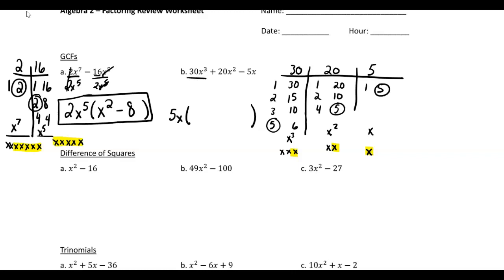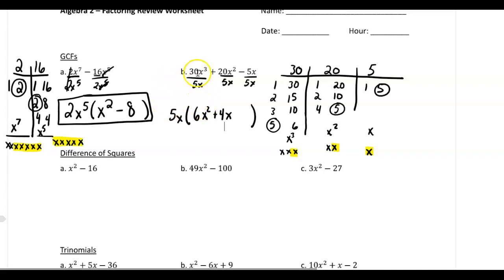And you're going to just divide everything by 5x. So you get 30 divided by 5 is 6. X cubed divided by x is x squared. Okay, then 20 divided by 5 is 4, and it's plus because it's plus 20. X squared divided by x is x. Now, a lot of people right here will want to just cancel these out and not write anything, and that doesn't work. Picture distributing it back in.